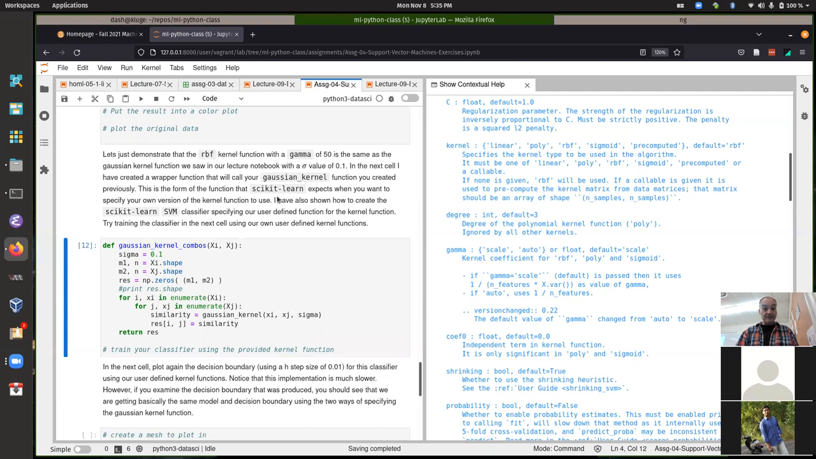So basically, if you specify this function for the kernel parameter, it should take that. This is the form that it's expecting. This wraps around the Gaussian kernel that you're supposed to create in version 1.3. So if you specify that as your function, it'll be using your hand-built Gaussian kernel here, right? So that's what's going on in assignment four here.